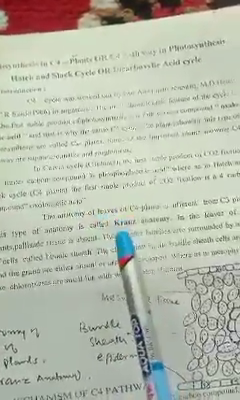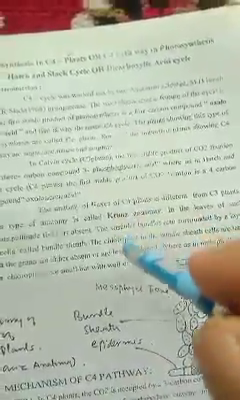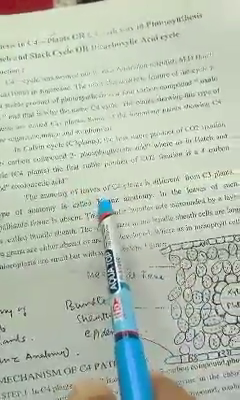Now, the characteristic feature of C4 plants is the anatomy of their leaves, which is different from C3 plants. This type of anatomy is called Kranz anatomy. In the leaves of such plants, palisade tissue is absent and the mesophyll tissue is undifferentiated. It contains only spongy parenchyma. In C3 plants we see both spongy and palisade parenchyma, but here only spongy parenchyma is present, and vascular bundles are surrounded by a layer of cells called bundle sheath cells.